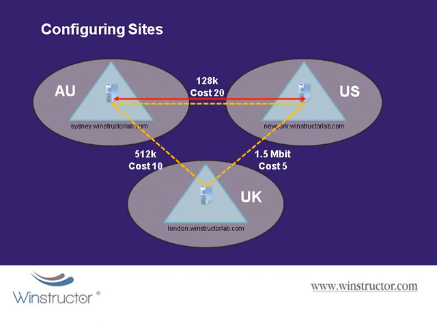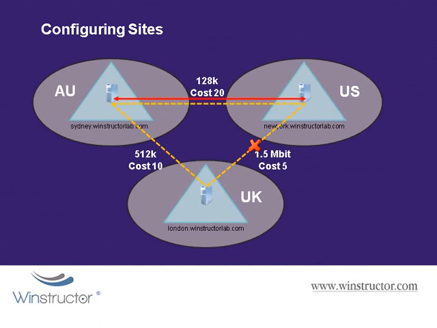Even though by looking at this diagram here you might think that Australia would prefer to replicate with the US over the 128K link with a cost of 20, but no. In actuality, it'll choose to replicate via the UK. Since even though it has to travel through the UK site to get to the US, the overall cost is lower. 10 plus 5 equals a cost of 15, whereas the 128K link has a cost of 20.